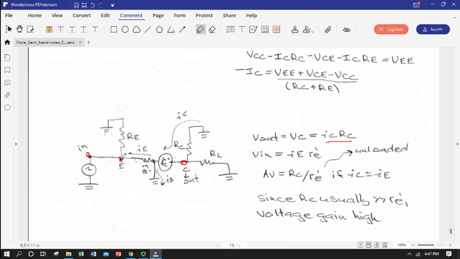So we need an expression that relates the voltage at point E to ground. We can use this voltage, which is the base point, to help us define that. That's a B. This is the base in our AC model.